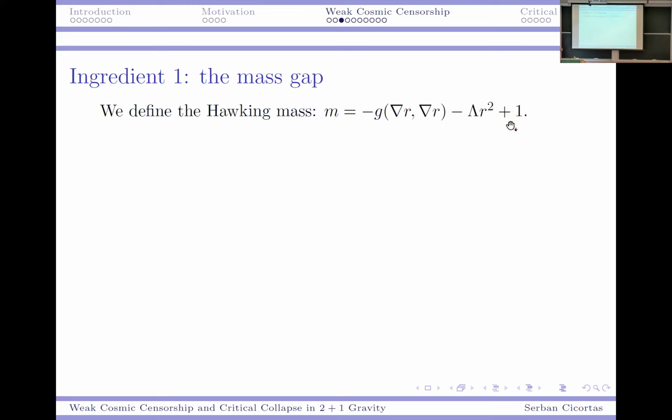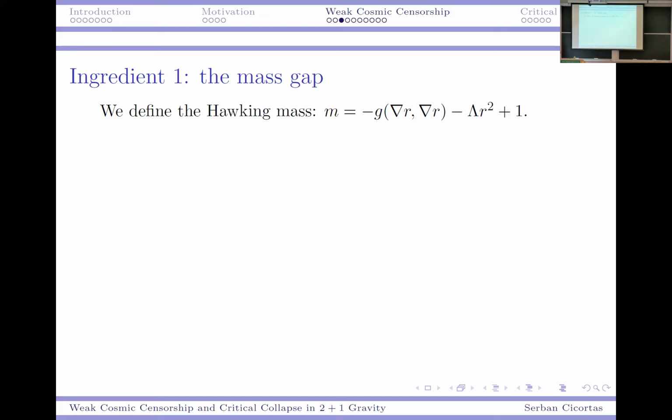So I'm adding a 1 from the convention in the physics literature because I want my Hawking mass to be 0 in ADS spacetime and also to always be non-negative. Okay, so that's the convention that I'm using. In ADS spacetime, my mass is 0. And the Hawking mass has good monotonicity properties.